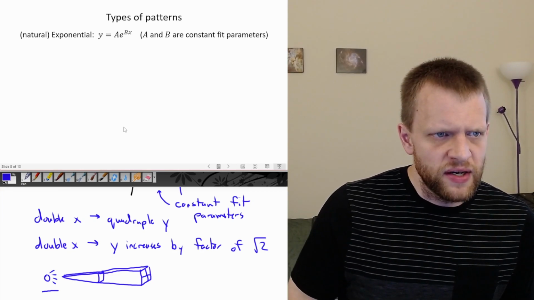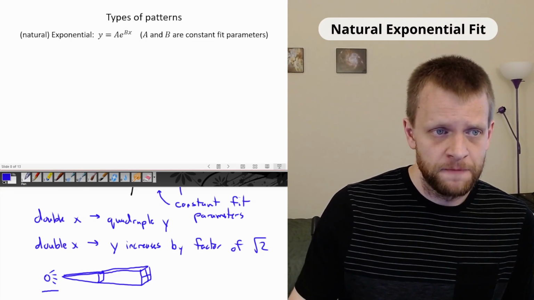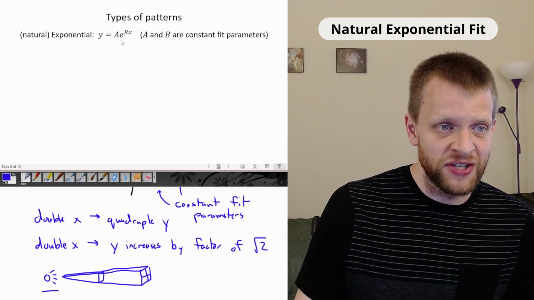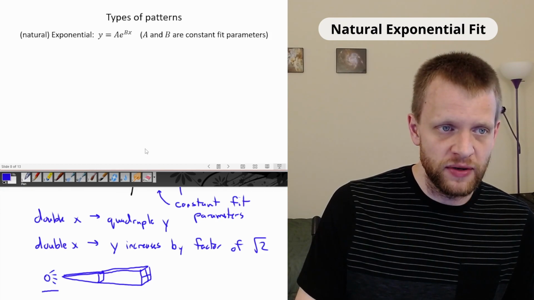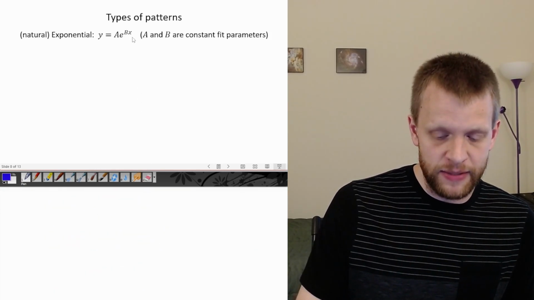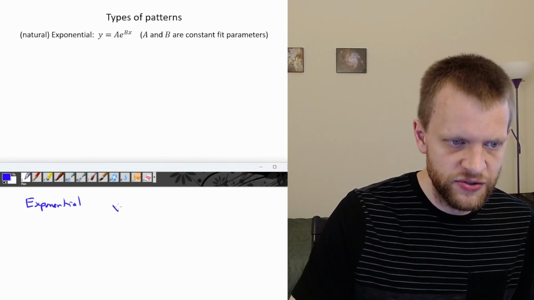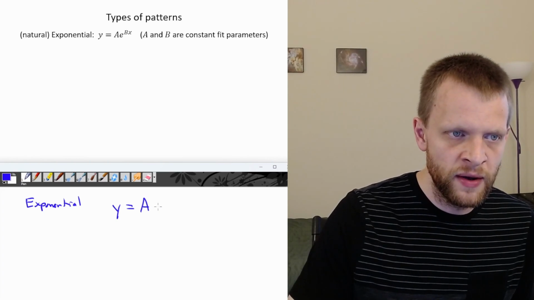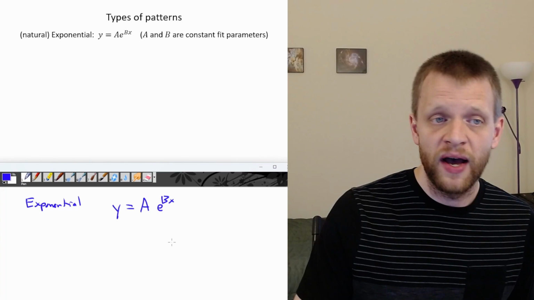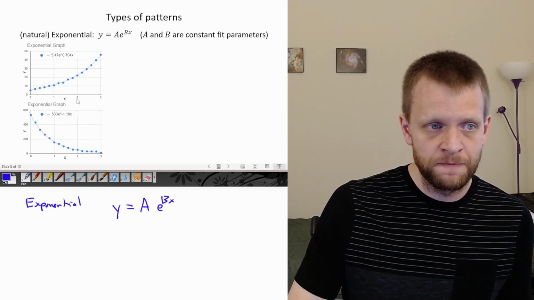Well, this will be the last one for the set that we're looking at, the exponent fit, where y is equal to a times the natural exponent, this e value, to the power of b times x. So this is going to be our exponential fit. So y is equal to a times e to the power of b times x. Again, a and b are our constant fit parameters.